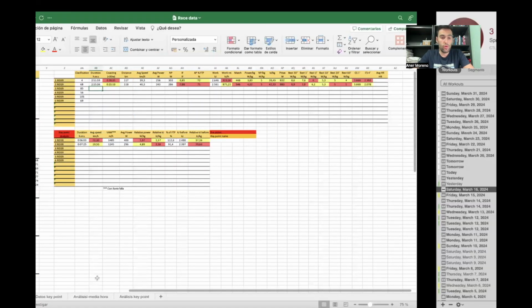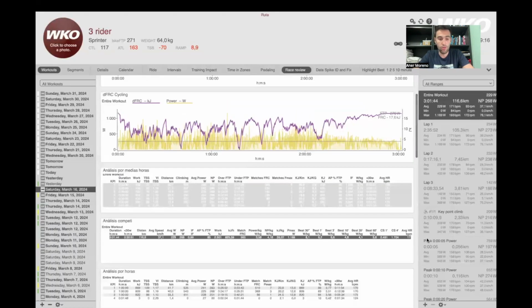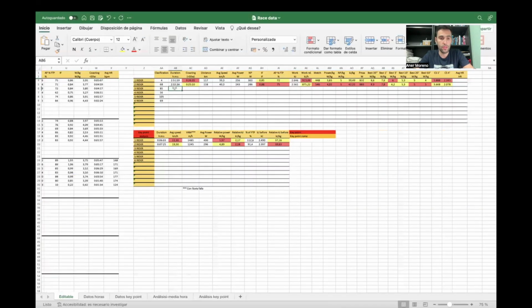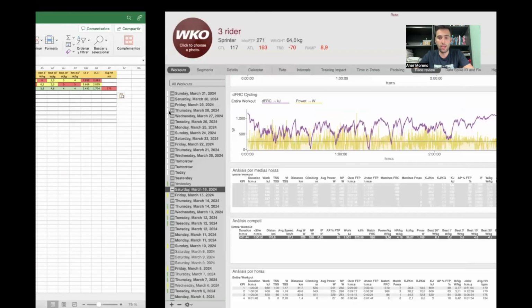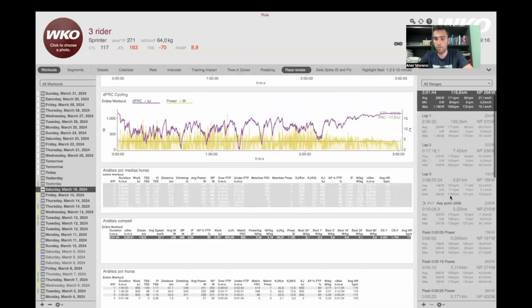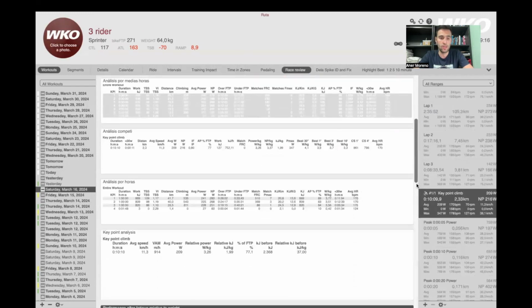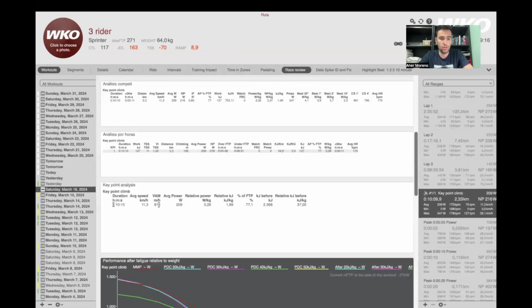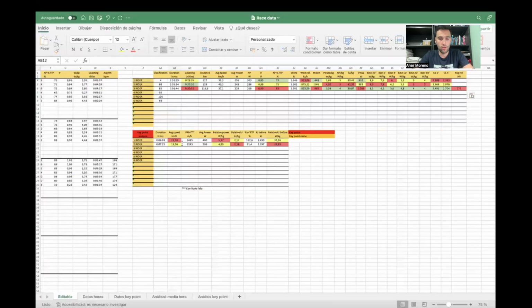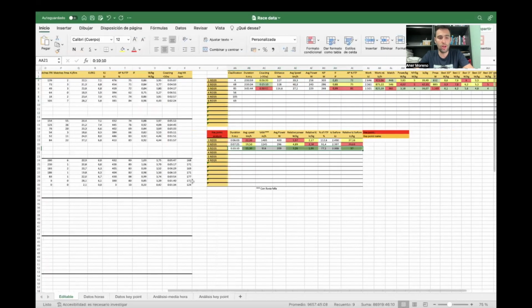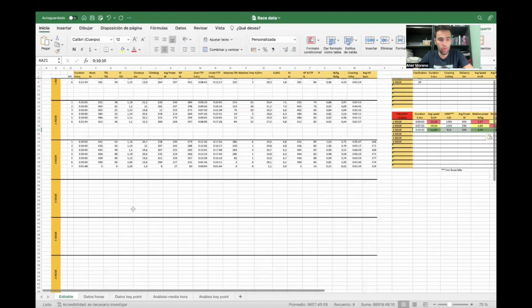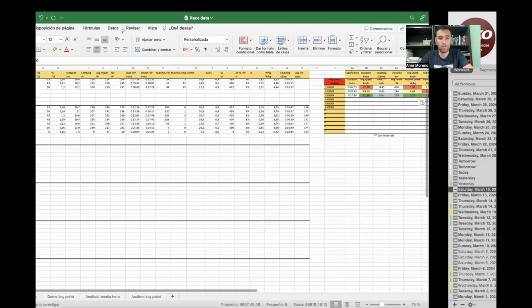Here we are going to copy the data of the stage. Here we can copy it, and we have to do the same with the key point of the race. Okay, here we have the key point, copy, paste, and we are going to do the same with the remaining 3 riders.